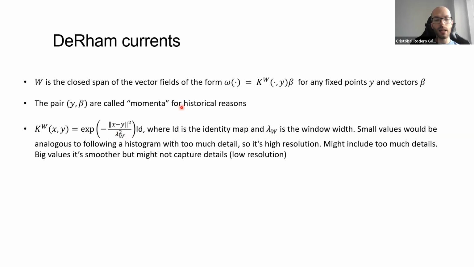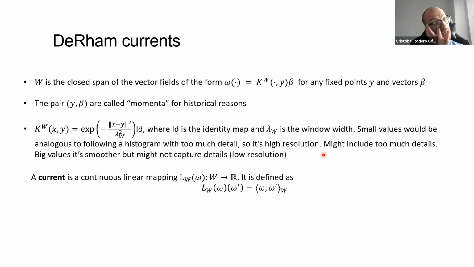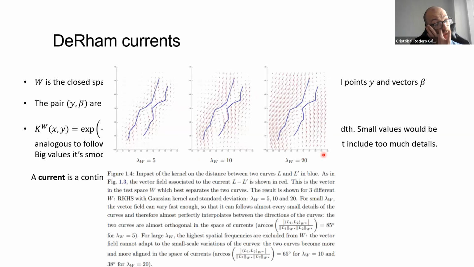In a way, if we think about fitting a histogram using a normal-like curve, small values will catch too much detail, so it might be noise. So we want to have enough detail, but not too much. So this will be one of the parameters that we will need to choose. Then we can define a current just as the linear mapping from the space generated by this to the real numbers. And this is how it looks like, with different choices of this window width.